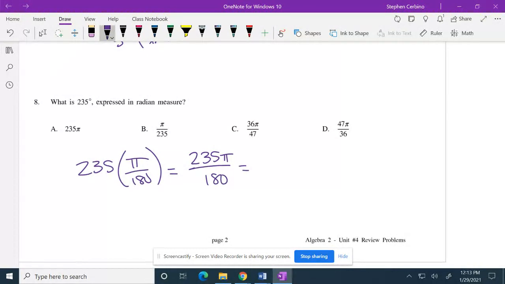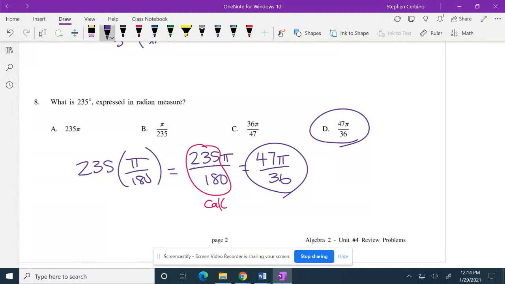Now if you type it in with pi, it's going to give you some crazy decimal. We don't want that crazy decimal. We want to simplify 235 over 180. So essentially, just plug the fraction without pi in your calculator, and hit math, enter, enter. If you do that, you're going to get 47 over 36. So we're going to get 47 pi over 36 for my final answer for that one.